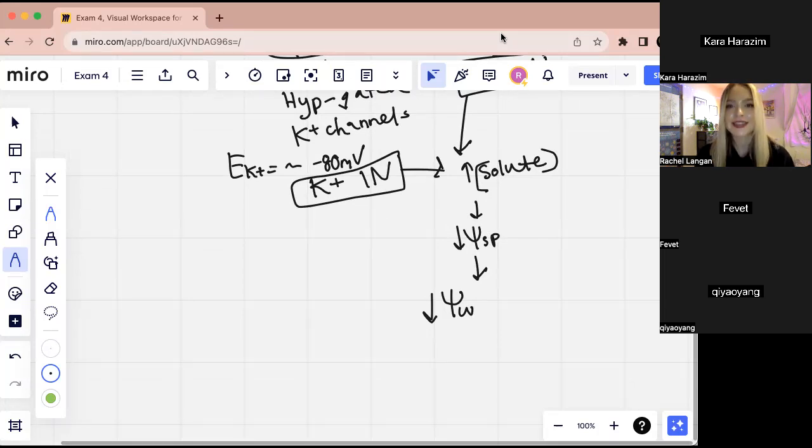But for the exams, would you guys prefer that we say decrease with that arrow? Or would we just say more negative solute potential?